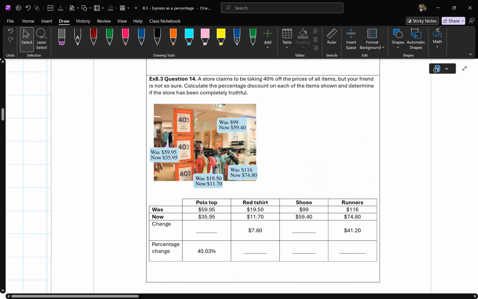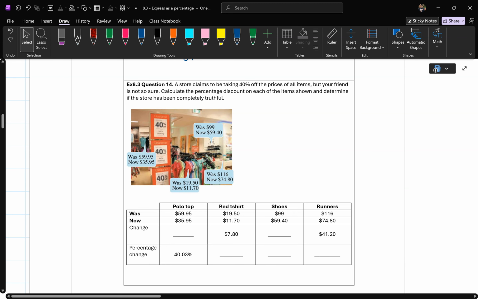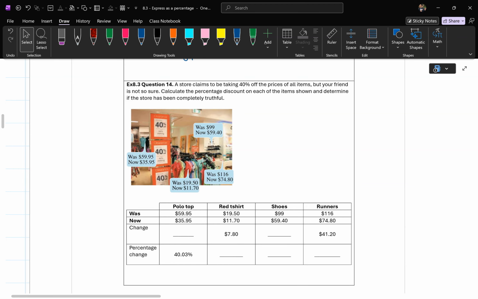So I put out a table for you. I filled out some of the numbers for you already. So I try to guide you. What was the change from 99 to 59.40, 116? So what's the change? Work out the percentage. Are they all 40%? Or are they not all 40%? Cool? I'll leave that for you to try.